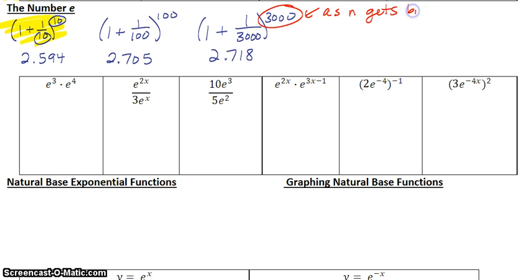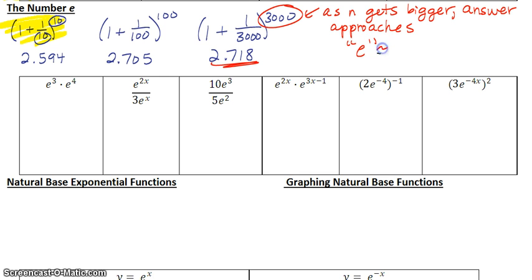as n gets bigger, this answer approaches the number e. As this gets bigger and bigger and bigger, it approaches the number e, which is 2.71828... E is a number just like pi. You know how pi on your calculator is 3.14 something something something something? E is a number like that.